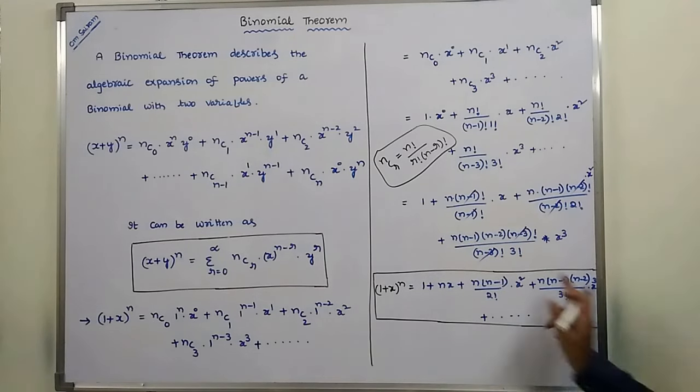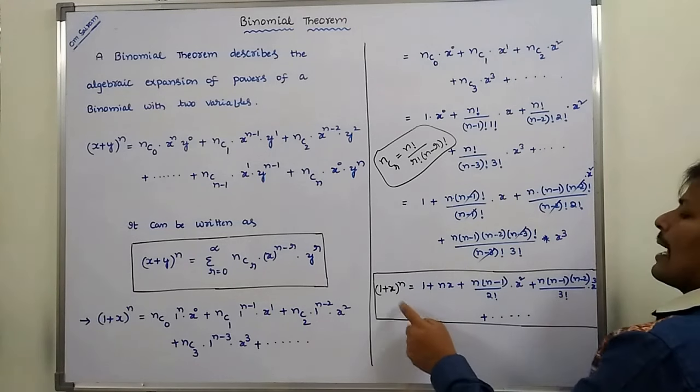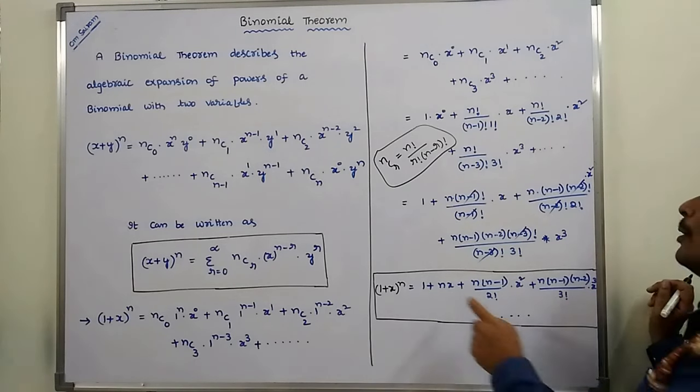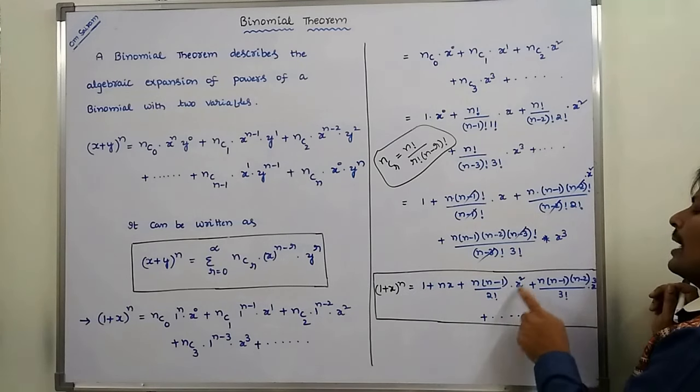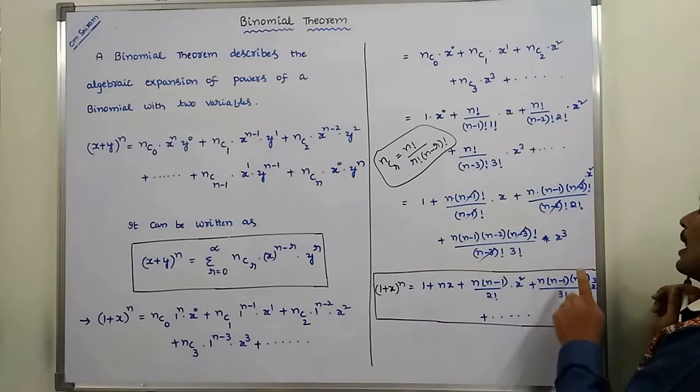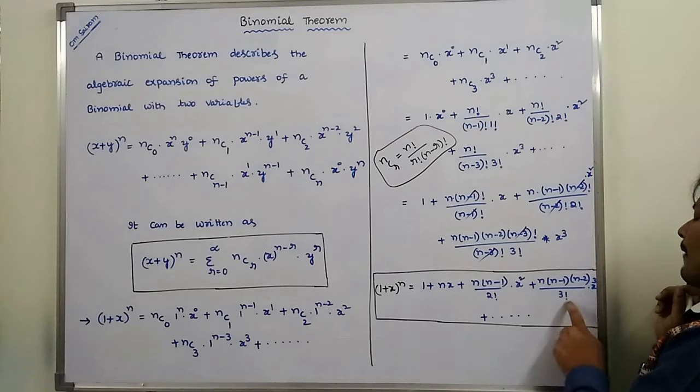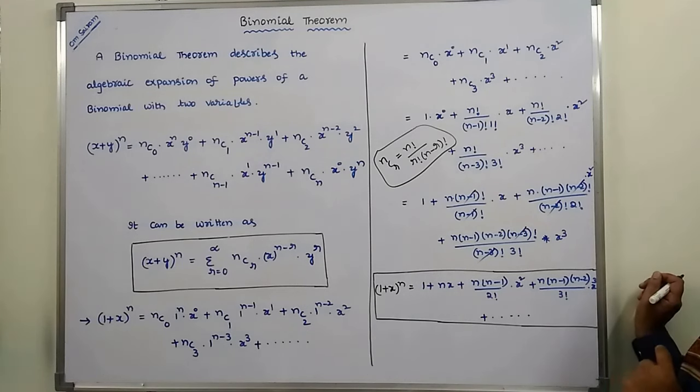So finally we are getting this one. (1 + x)^n = 1 + nx + n(n-1)/2! x^2 + n(n-1)(n-2)/3! x^3. Okay, this is the term.